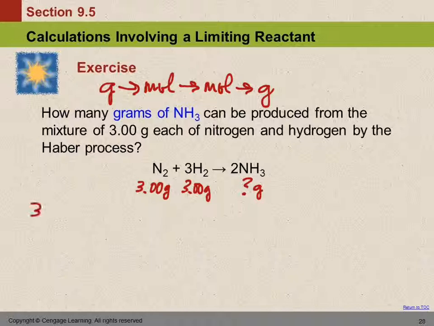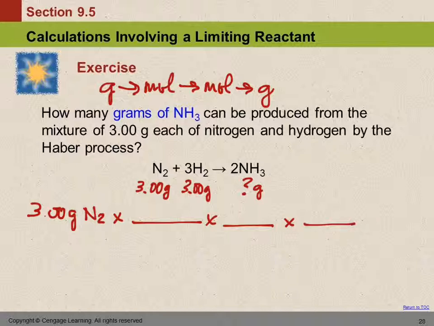So we start with 3.00 grams of nitrogen, and we go with our 3 conversion factors here. Grams of nitrogen to moles of nitrogen to moles of NH3 to grams of NH3.